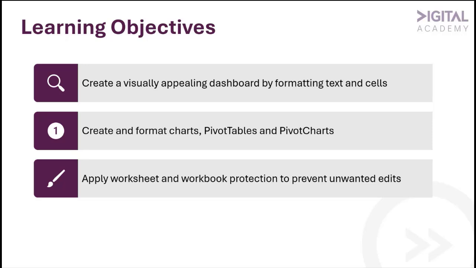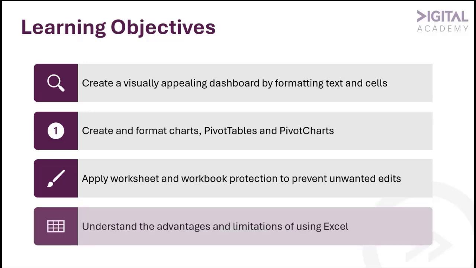We're also going to talk about what to do once you've finished. So we've finished our tracker table, we've finished our dashboard, and now we want to share it with users. We're going to talk about what we would do before we do that: applying worksheet and workbook protection to prevent unwanted edits. We don't want people going in there and changing the headers, deleting a chart, or changing the pivot table for everyone. We want to make sure that we lock down those cells. We don't want people editing.